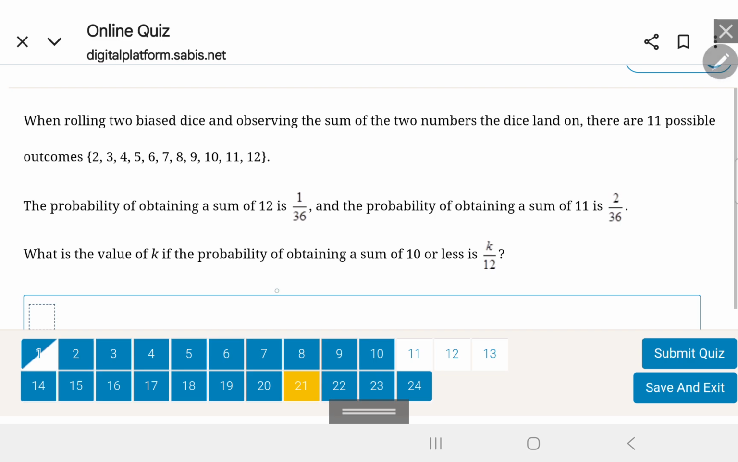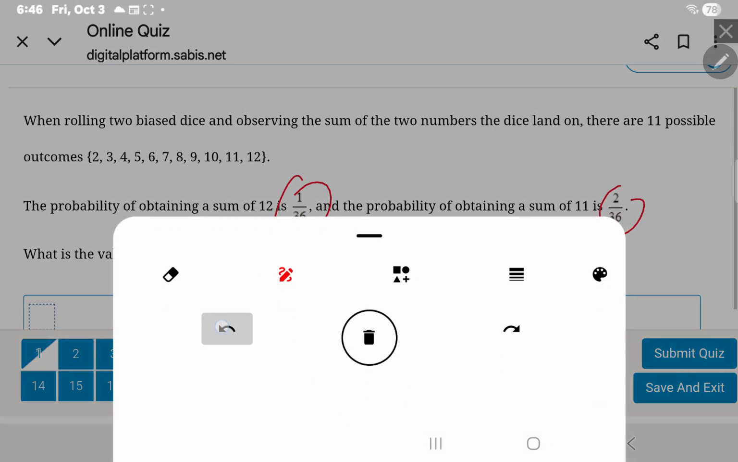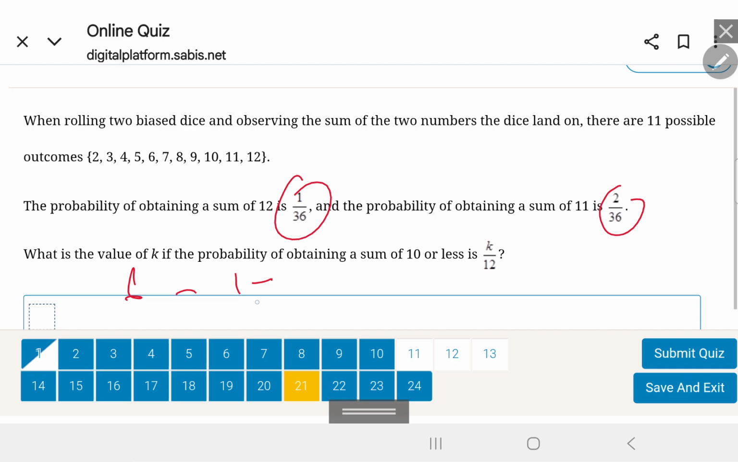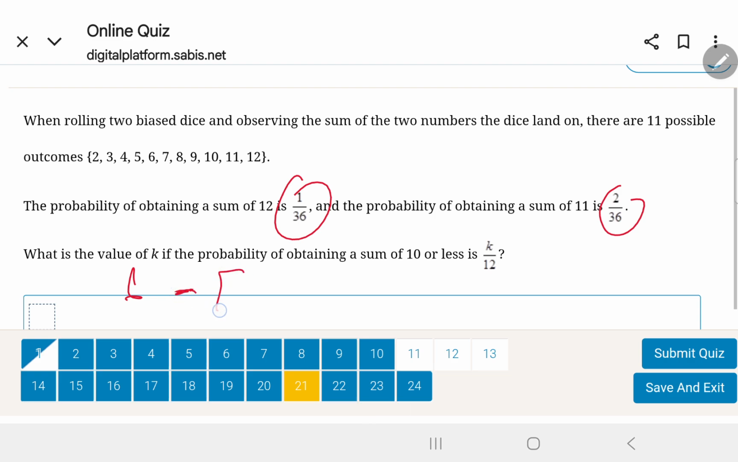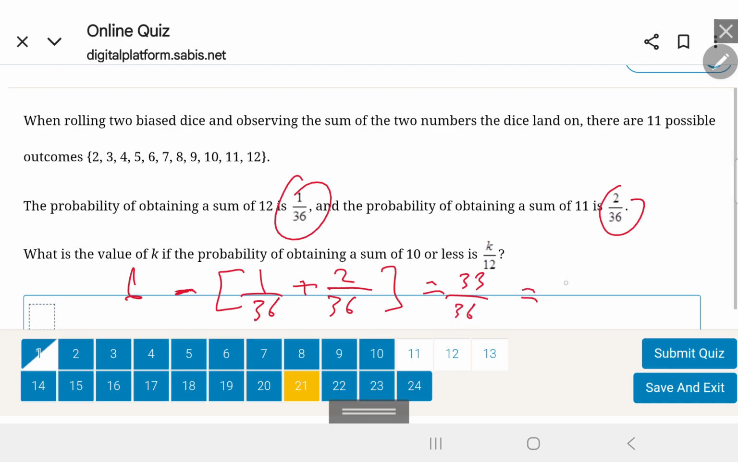Now here what you have to do is to add these two probabilities and then subtract from 1. So 1 minus 1 over 36 plus 2 over 36, and this will be 33 over 36. Then simplify to get 11 over 12, so k must be 11.